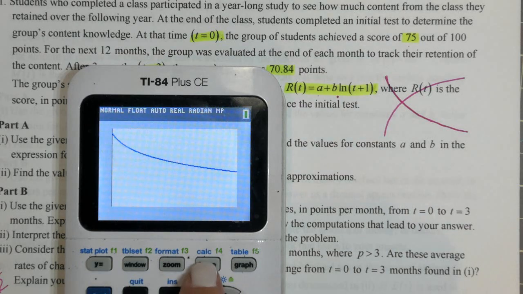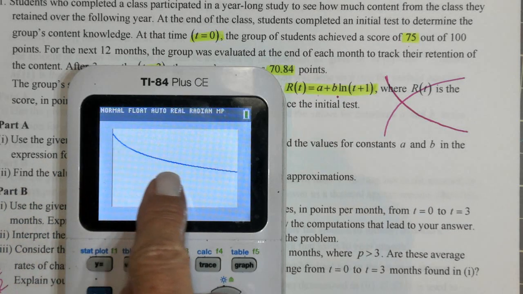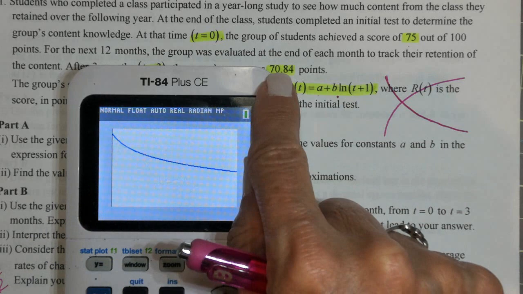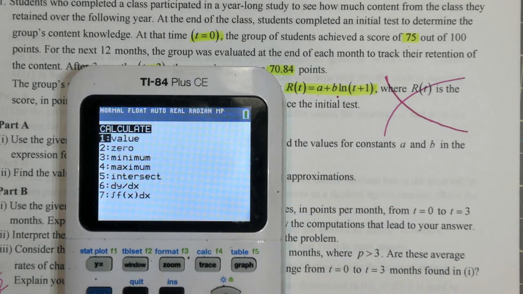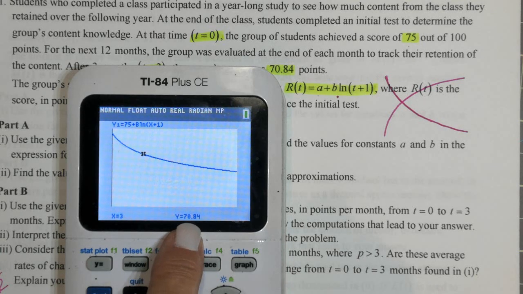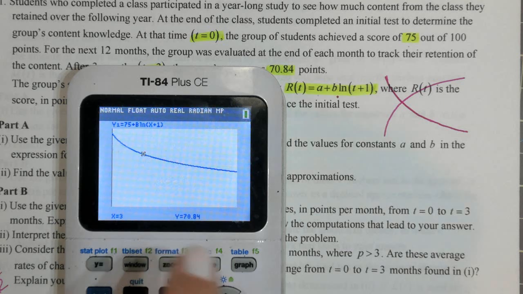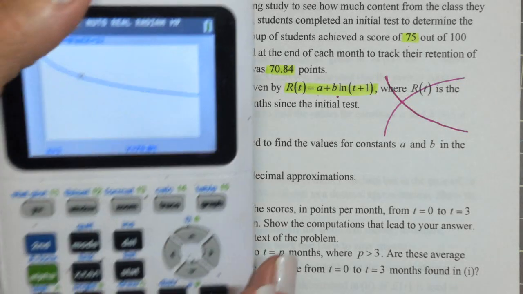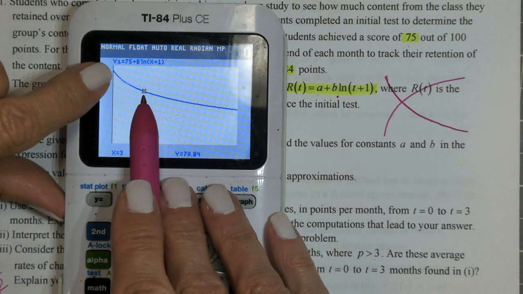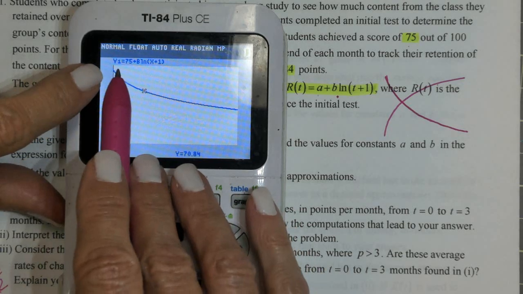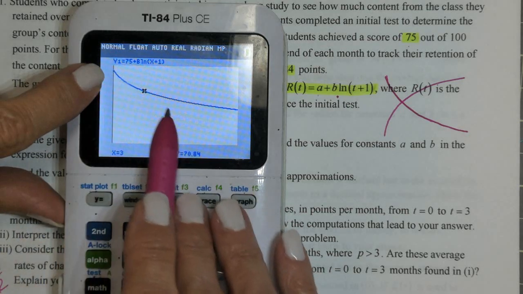Okay, so we're starting at 75, and we're going down from there. After 3 months, we're at 70.84, right? Now we used, let's see. We found the average rate of change from time 0 to time 3, right? We found the slope of that line. That's the slope of that secant line.